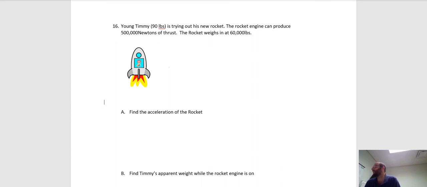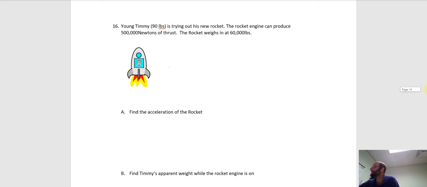So that higher normal is what I'm referring to when it says find the apparent weight of Timmy while the rocket engine is on. What you're going to want to do here is draw a free body diagram of Timmy. It should have two forces on it. And then write a Newton's second law equation. You're looking for the normal force applied to Timmy's feet.